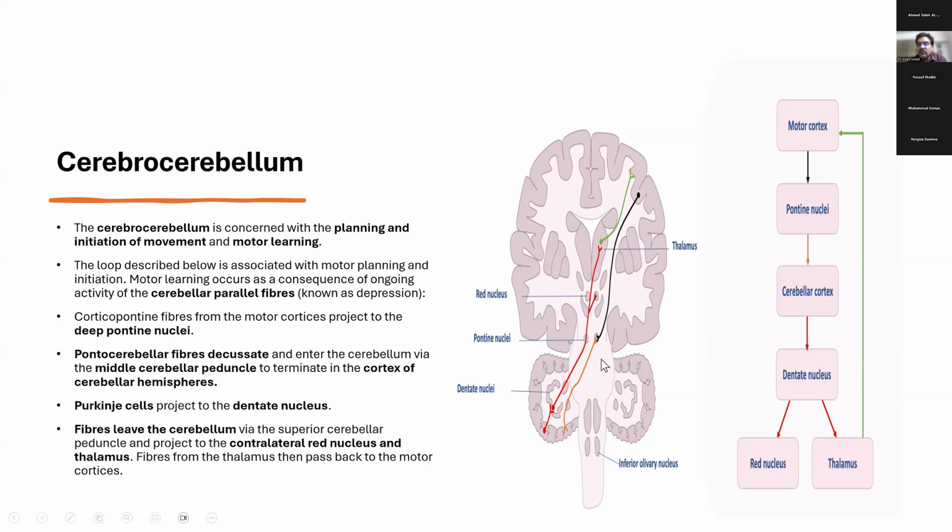So, in order to simplify this, for the cerebrocerebellum you can see this tabular diagram or the sequence. It is arising from the motor cortex to the pontine nuclei to the cerebellar cortex. In the cerebellar cortex, they go to the dentate nucleus. Then either they go to the red nucleus or they can go to the thalamus.